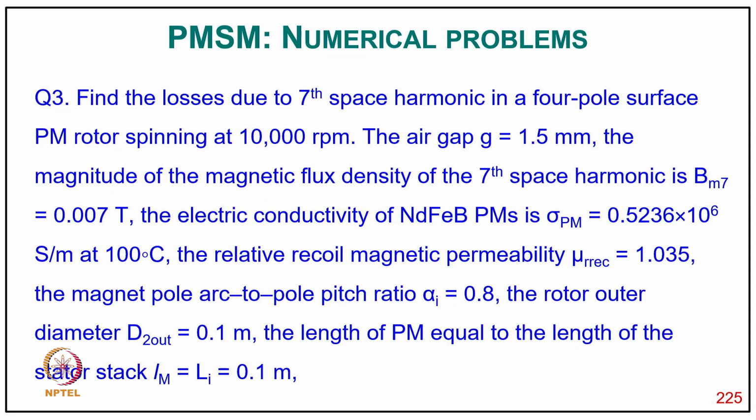So coming to question 3: find the losses due to the 7th harmonic in a 4-pole surface PM motor spinning at 10,000 rpm. The air gap is equal to 1.5 millimeter. The magnitude of magnetic flux density in the 7th space harmonic BM7 is equal to 0.007 Tesla, and the electric conductivity of NdFeB in PM is sigma PM equal to 0.5236 times 10^6 S per meter at 100 degrees Celsius, and relative permeability is 1.035. The magnet pole-to-pole pitch ratio is alpha equal to 0.8, the rotor outer diameter D2 out is 0.1 meter, and the length of PM equal to the stack length LM equal to LI equal to 0.1 meter.